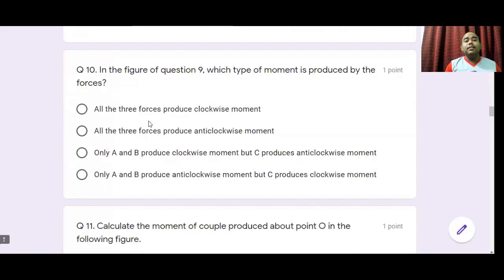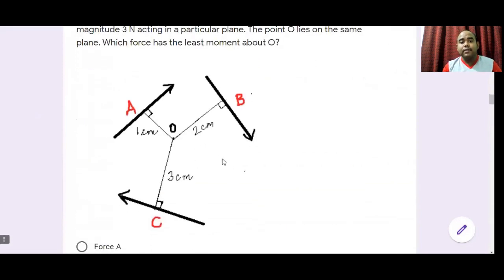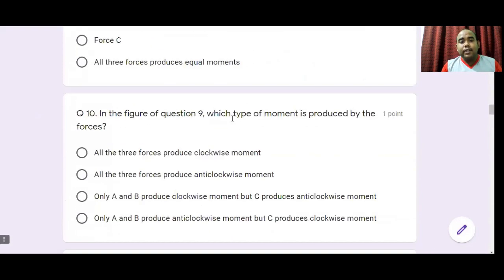Next question. In the figure of question 9, means they're talking about this figure itself. Look at the figure carefully. Okay, I will again bring the figure up. So in the figure of question 9, which type of moment is produced by the forces? कौन सा moment produce हुआ है?